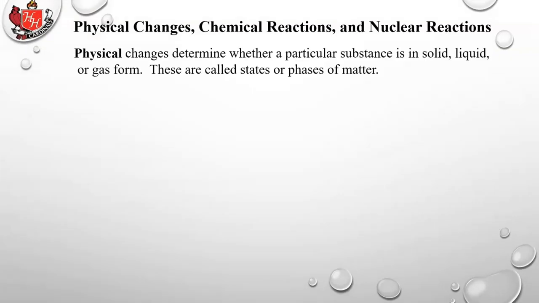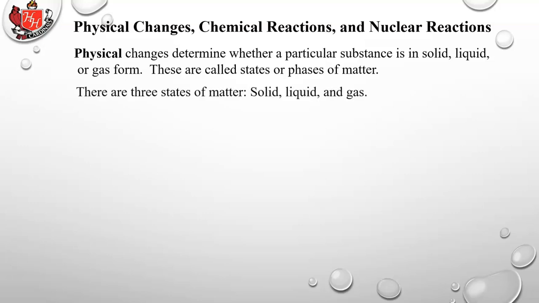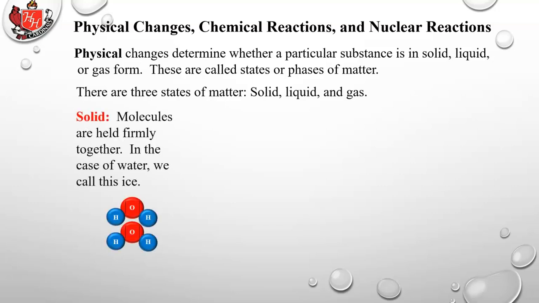Physical changes determine whether a particular substance is a solid, liquid, or gas. These are called states or phases of matter. There are 3 states of matter: solid, liquid, and gas. Solid molecules are held firmly together. In the case of water, we would call this ice.